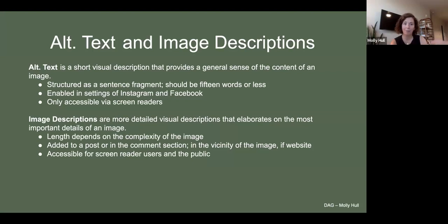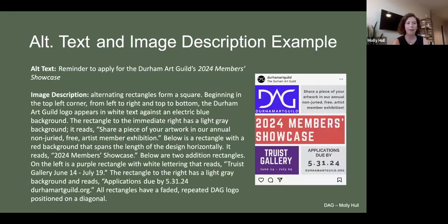So for example, a website would be great if the image description was positioned under the image if possible, or next to it. And then that is accessible to both a screen reader and the public. So it will load, or hopefully load, when you search a website. Here is an example of an alt text and image description I poached from the Durham Art Guild Instagram.